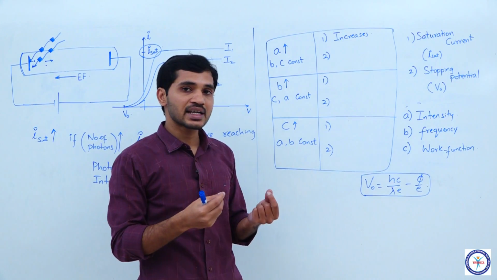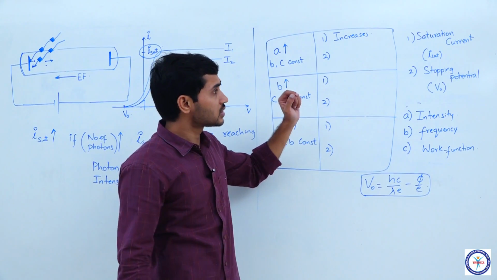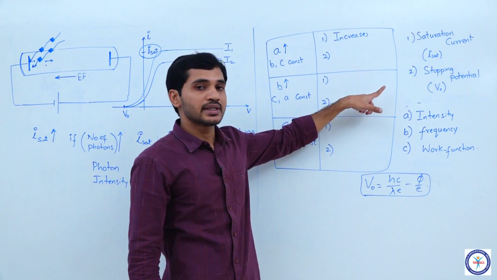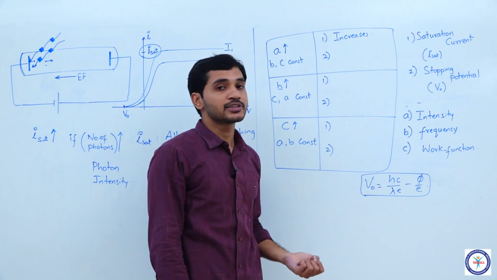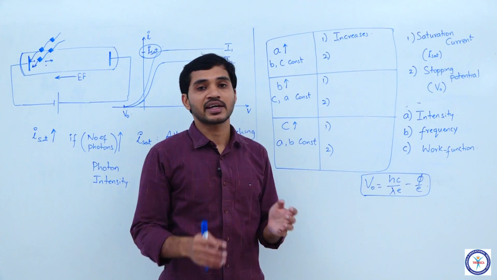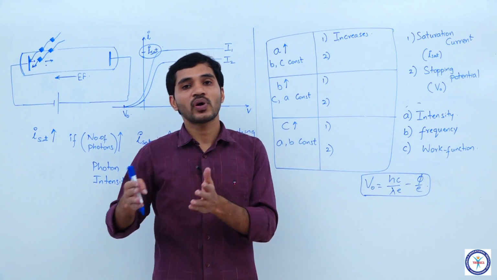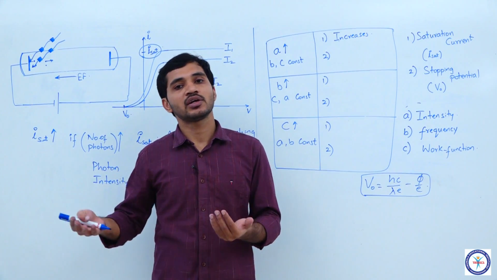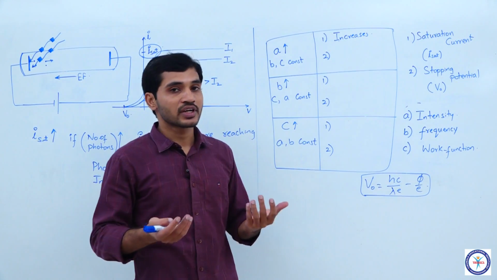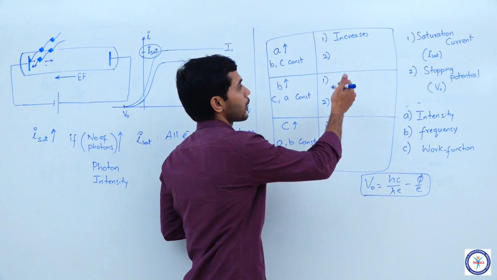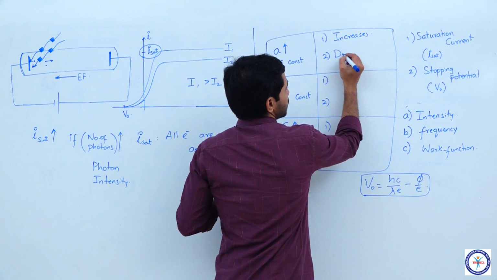That is the exact reason why the stopping potential does not depend upon the intensity of incident radiation. If it can happen for 1 electron, it can happen for any number of electrons. So, any number of electrons can be stopped. So, it does not change.